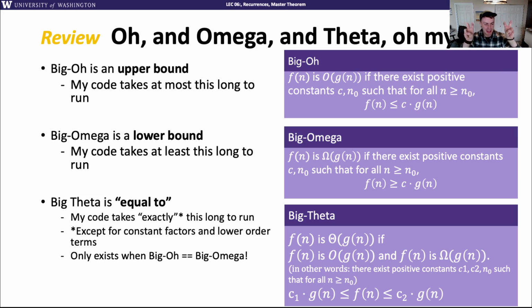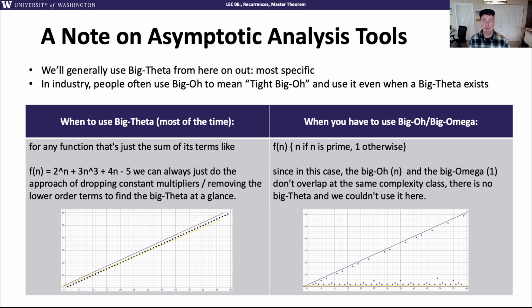And big theta is kind of like equal to, meaning it's upper bounded and lower bounded by the exact same class of function. Remember, I say class of function there because we allow different constant multiples for this definition. So upper bounded by a function times one constant, lower bounded by that same function times another constant. And so this exists only when the big O and big omega agree on what they are. We'll use these terms quite frequently.